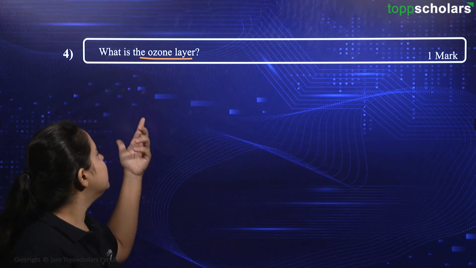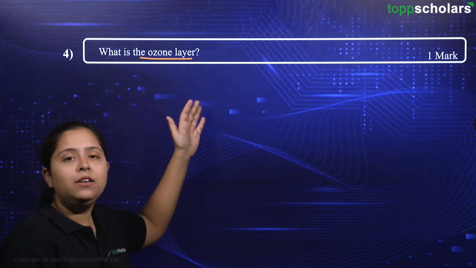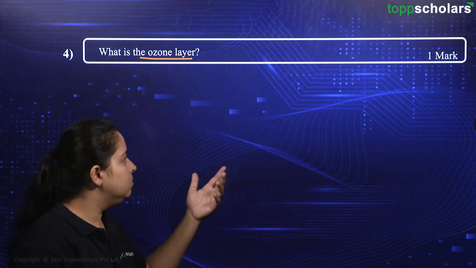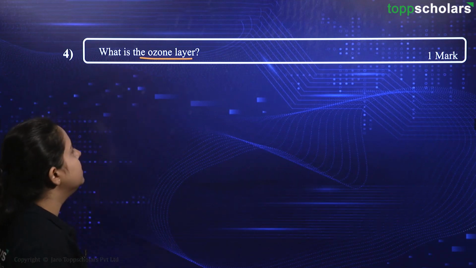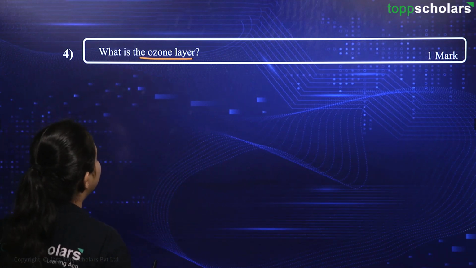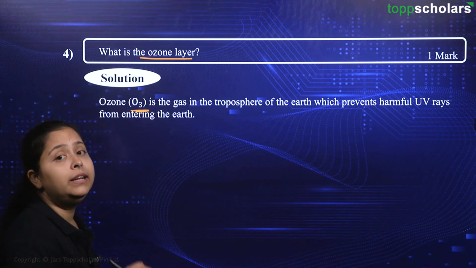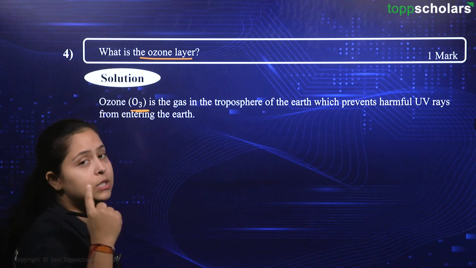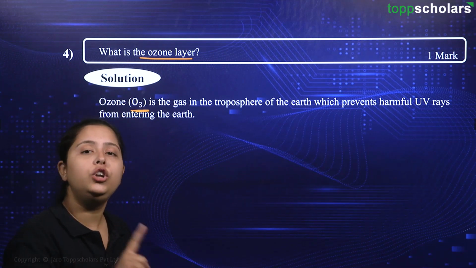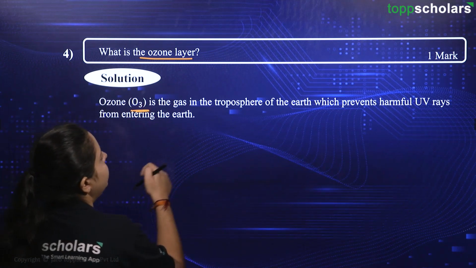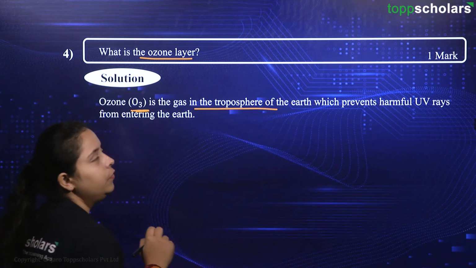The question is simple, it is asking us what is ozone layer. We will deal with this ozone layer in more detail later in this video. First of all, let us answer this question for 1 mark. The solution part says that ozone, that is O3, please remember the chemical formula for this ozone, that is O3, not oxygen, that is O2. So ozone O3 is the gas in the troposphere of the earth.